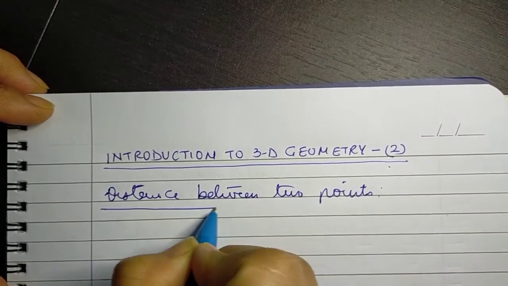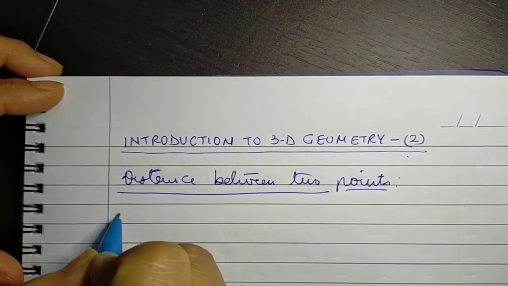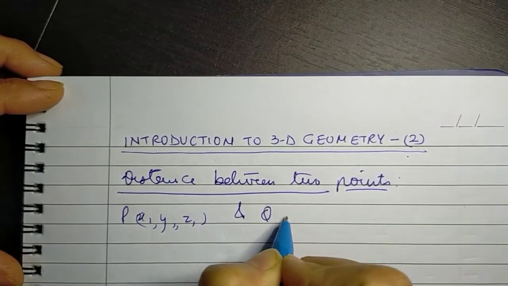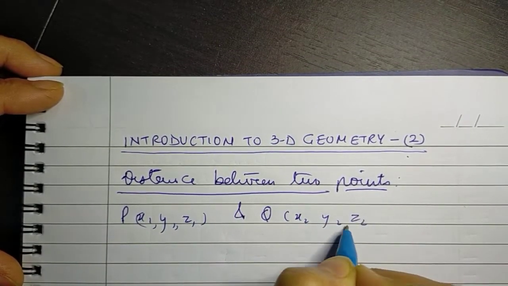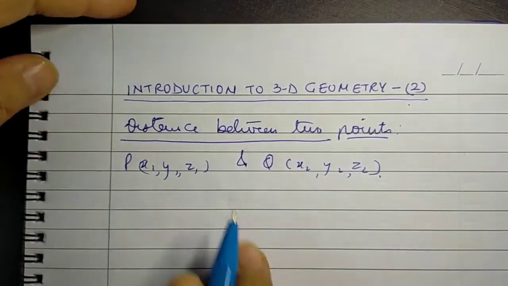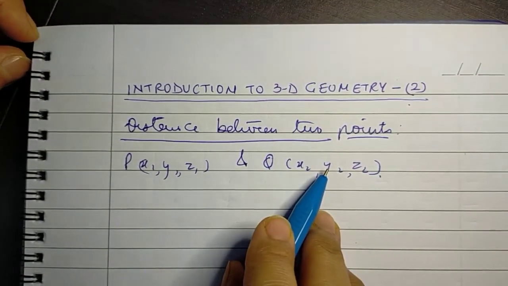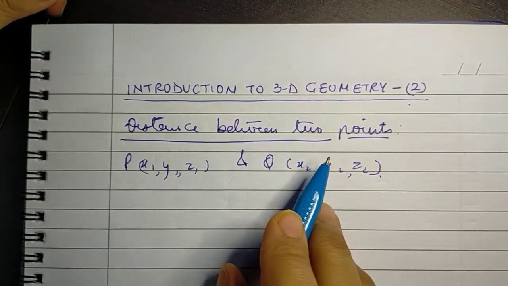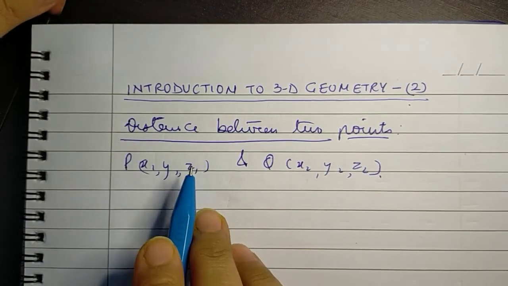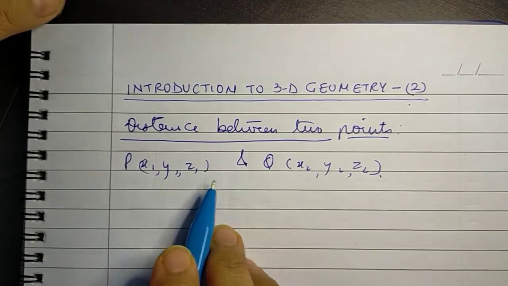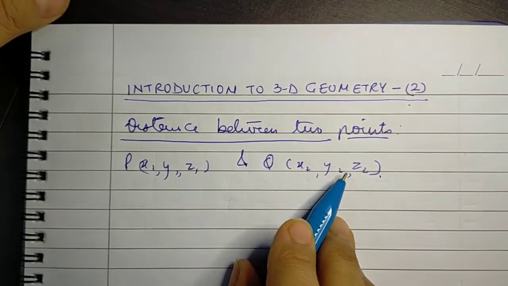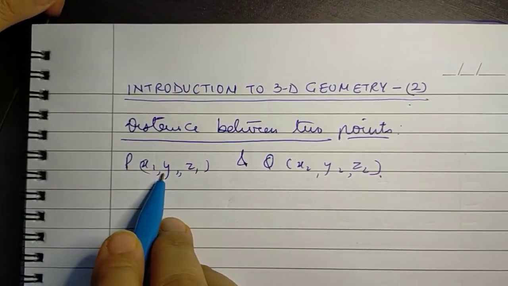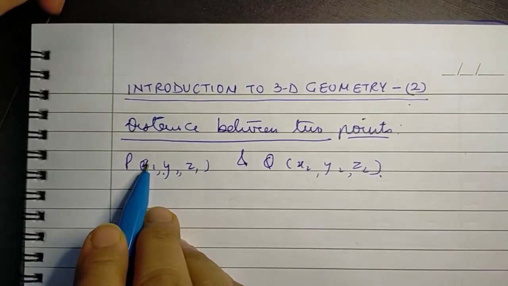Given any 2 points, let the 2 points be P (x1, y1, z1) and Q (x2, y2, z2). Now we have to find the distance between these 2 points. Whatever results we are going to take up in 3D geometry are simply extensions of the results taken up on a plane.